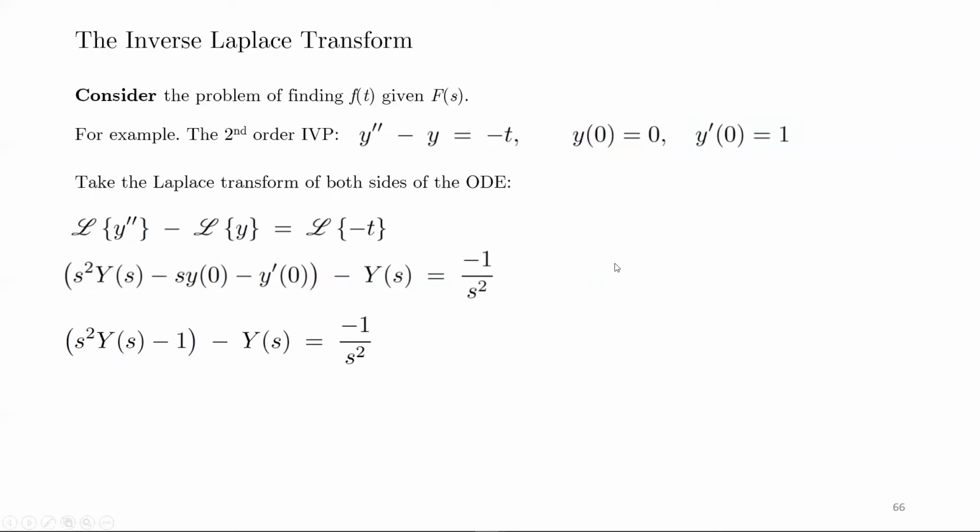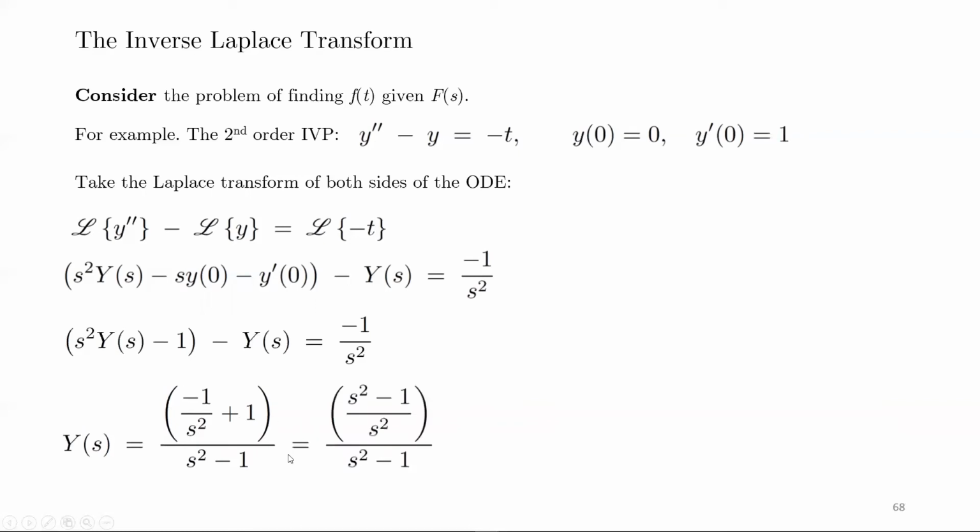Let's simplify that because we want to get Y of s on its own. I'm going to have s squared minus 1 times Y of s on the left hand side. I can take this plus 1 to the other side, of course. So if I solve that algebraically, Y of s is equal to negative 1 over s squared plus 1, all over s squared minus 1. And in fact, I can write what's on the numerator over a common fraction, so we cross multiply and get s squared minus 1 over s squared times 1, or s squared.